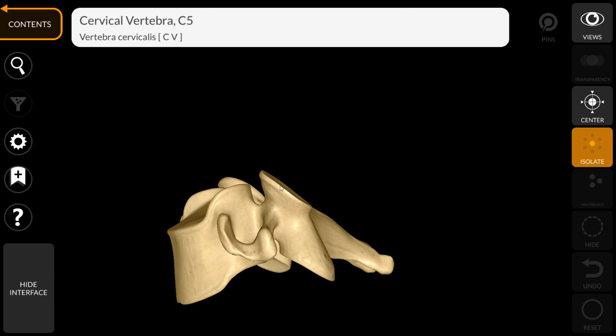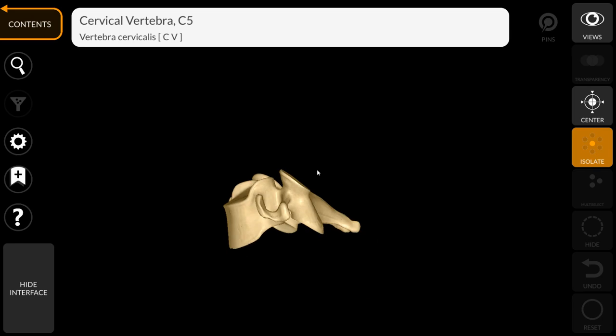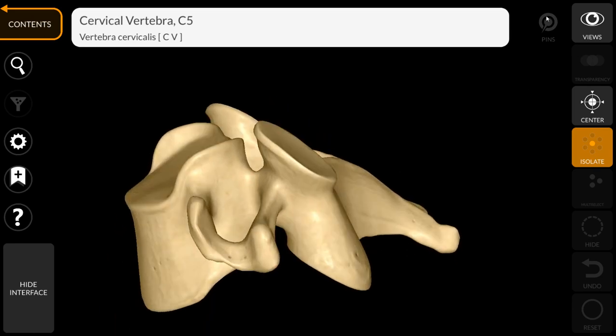This superior articular facet for the cervical vertebrae basically faces posteriorly and superiorly. Whereas the inferior articular facet for the cervical vertebrae basically faces anteriorly and inferiorly. Okay, so this is your typical cervical vertebrae.